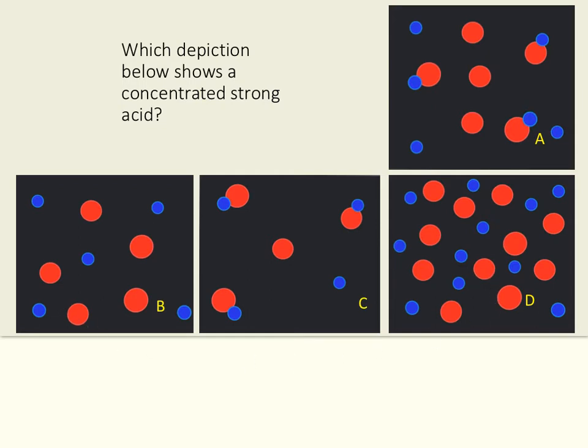But this question is kind of a tricky question because it says concentrated. And so concentrated would be D, because it's got way more of the acid, the H plus, in it than B does. And so B would be considered, I guess, dilute, and D would be concentrated.